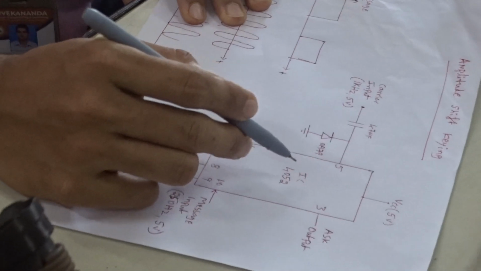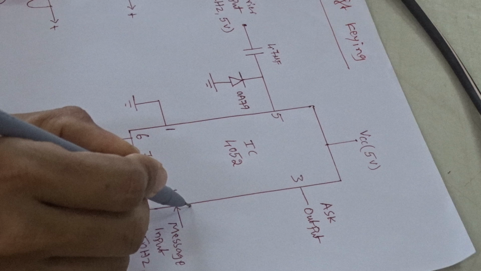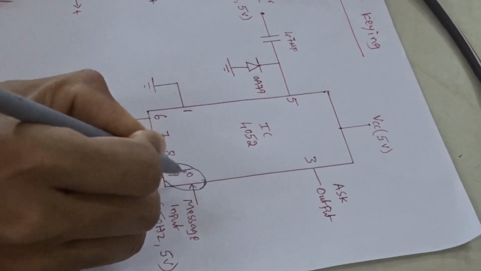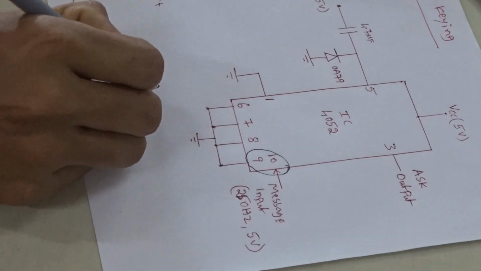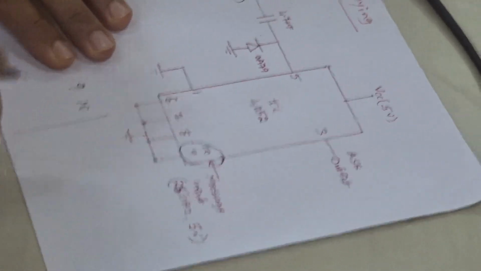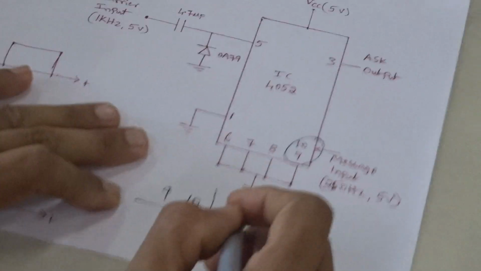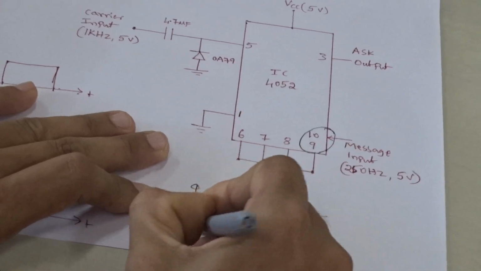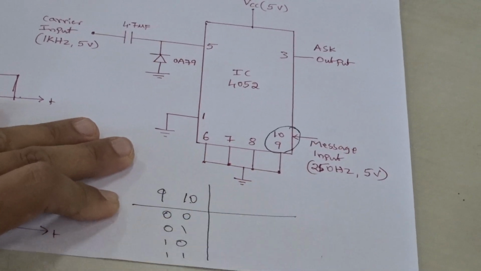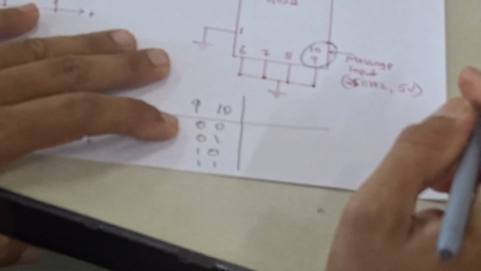Basically, here we are using the multiplexer IC 4052. In this multiplexer IC, pin numbers 9 and 10 are the select lines. 9 is the most significant bit and 10 is the least significant bit input. With these two select lines, we can write 4 different input combinations: 0 0, 0 1, 1 0 and 1 1. These are the possible inputs that we can apply with these two select lines.